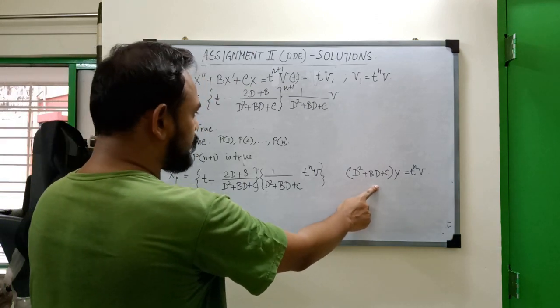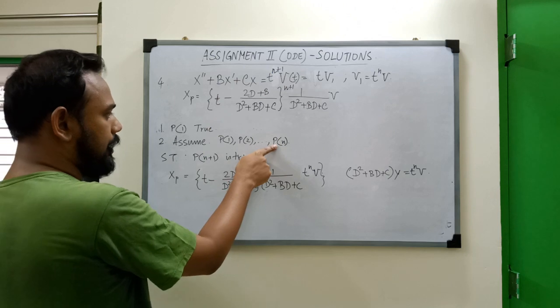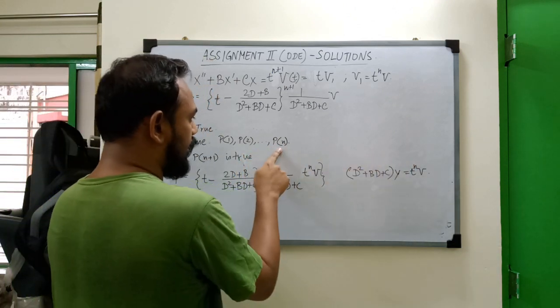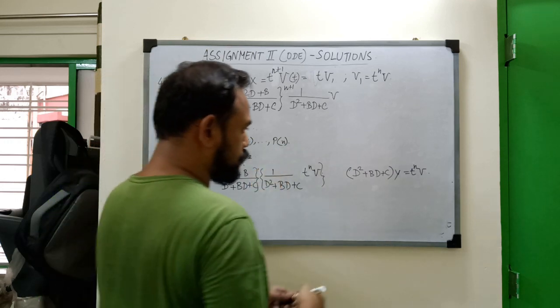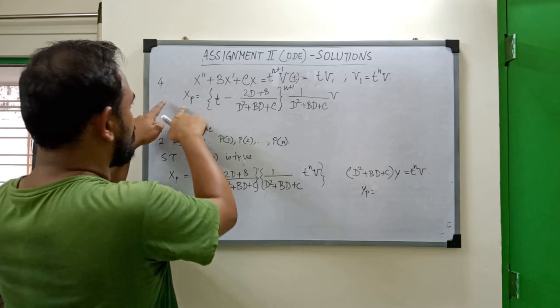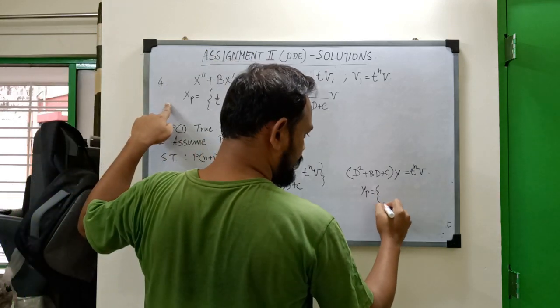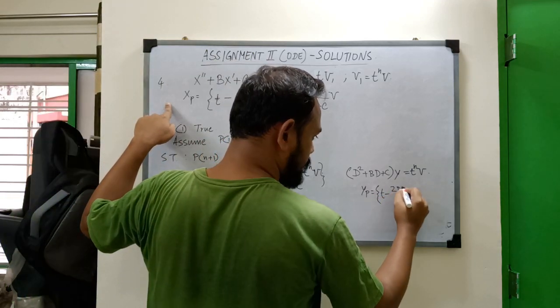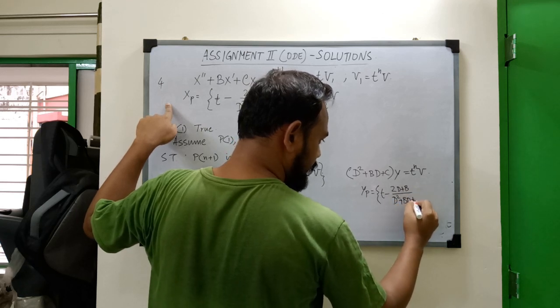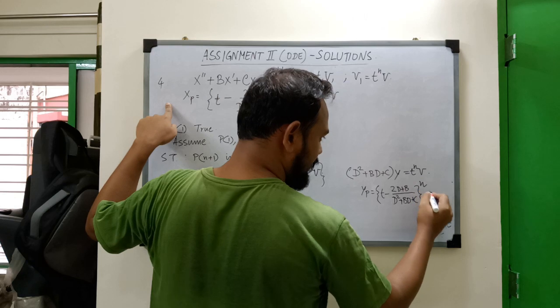But this is known because I have assumed that up to Pn, this is with n here. This is true. I know that Pn is true. If Pn is true, the particular solution of this should be, with n, t minus 2D plus b over D squared plus bD plus c to the n v.